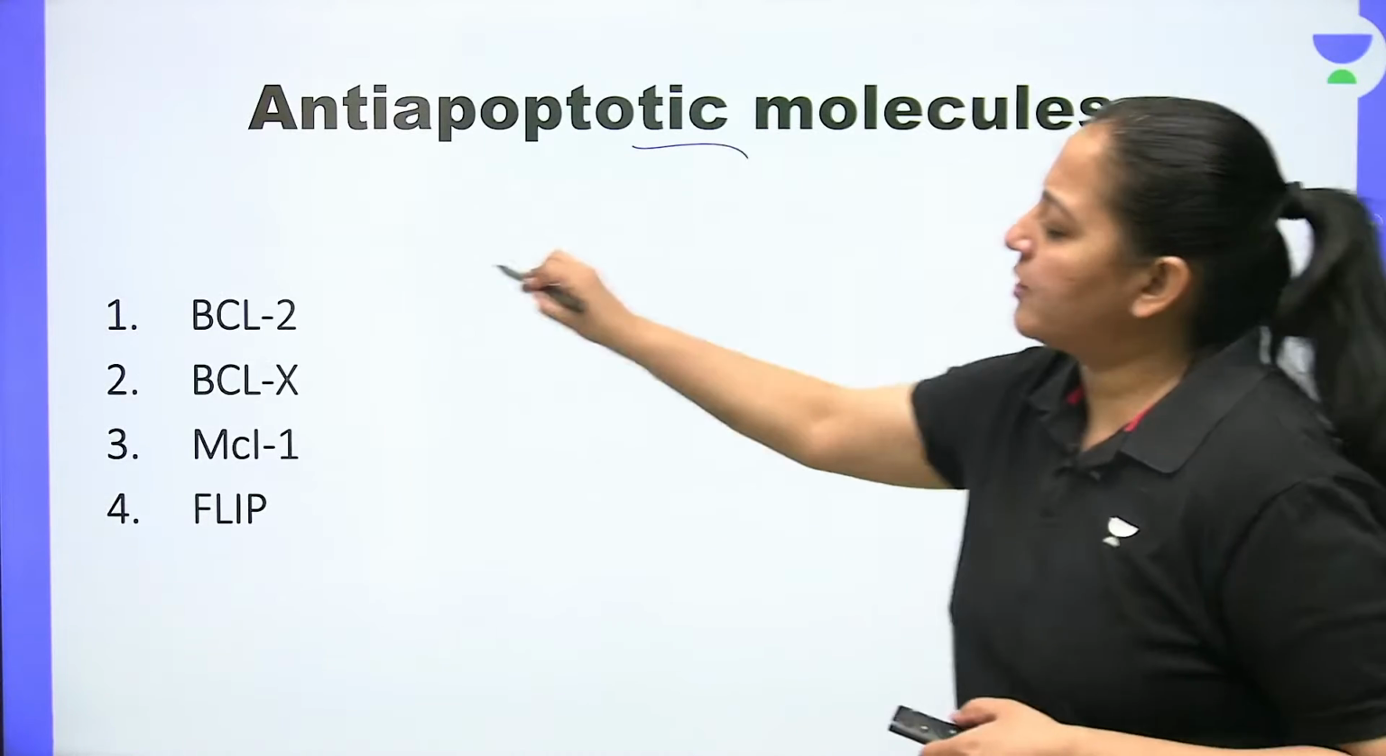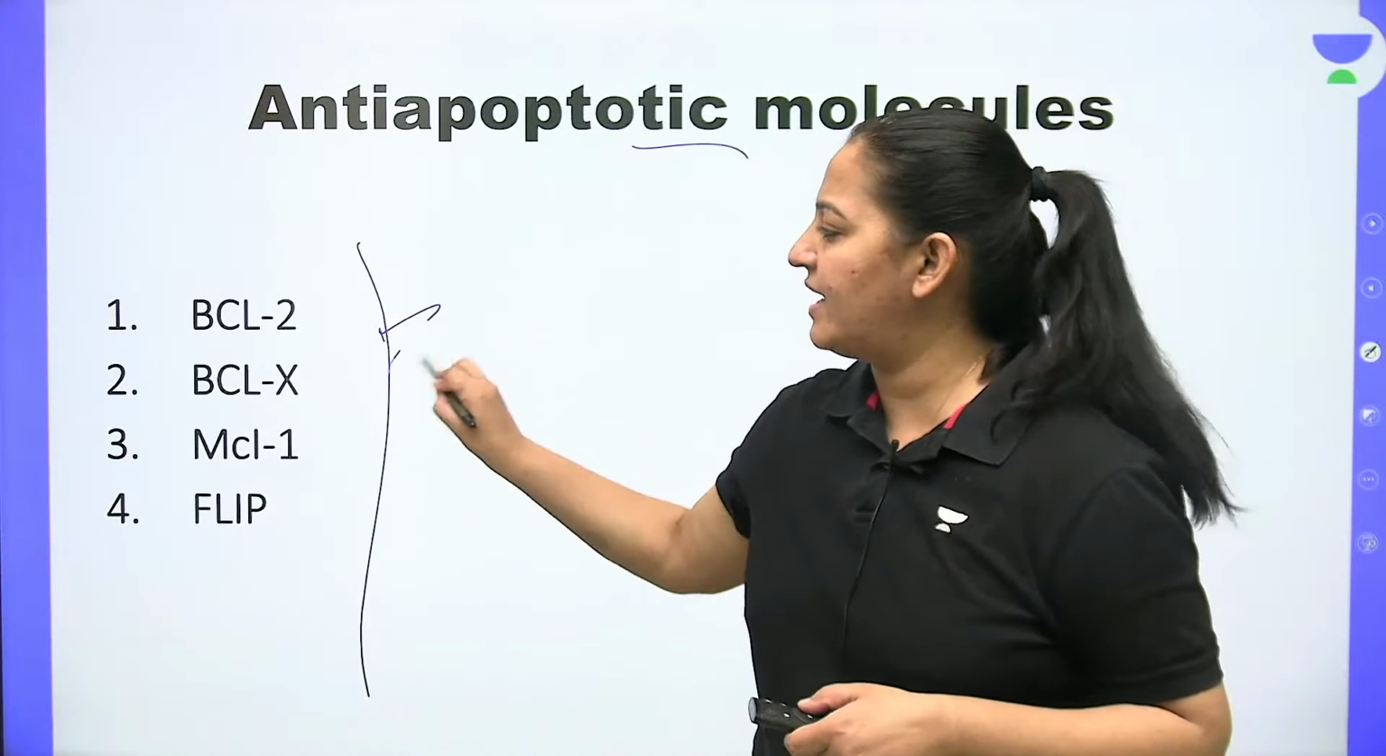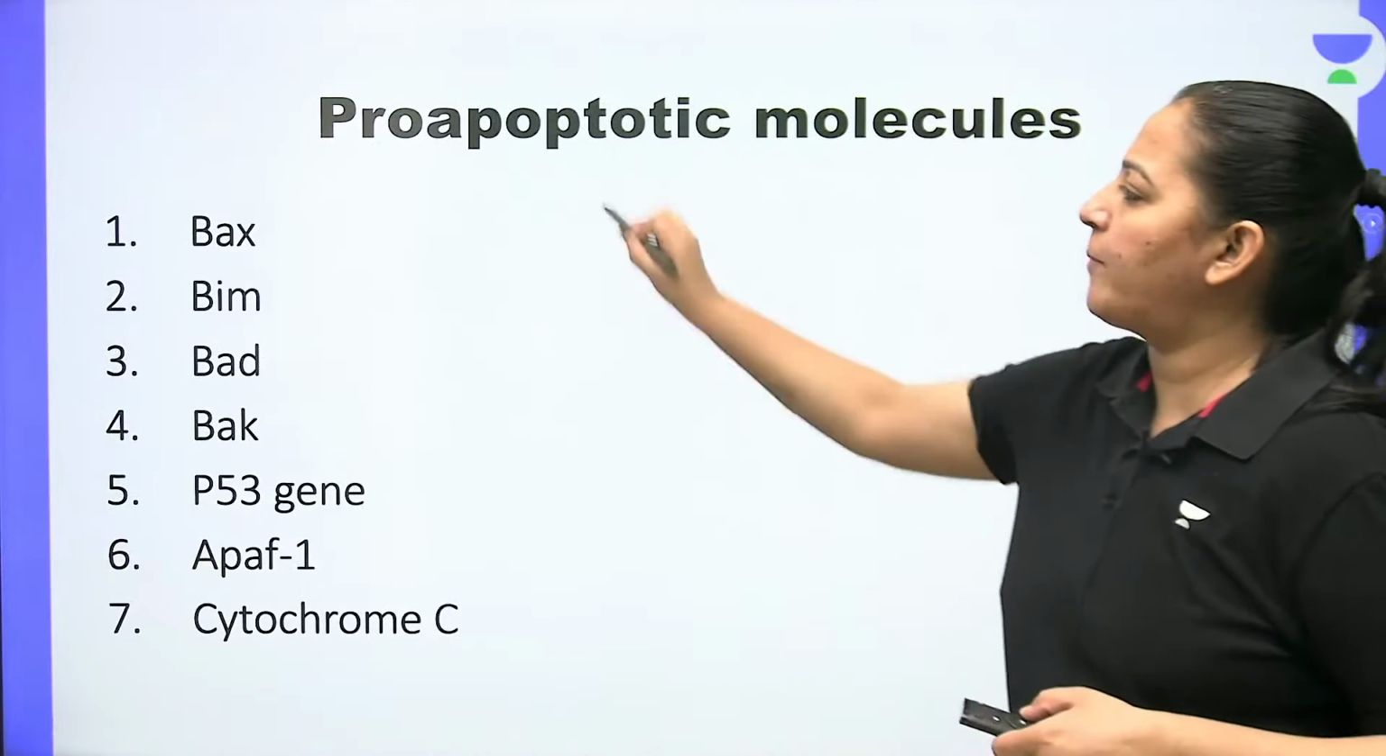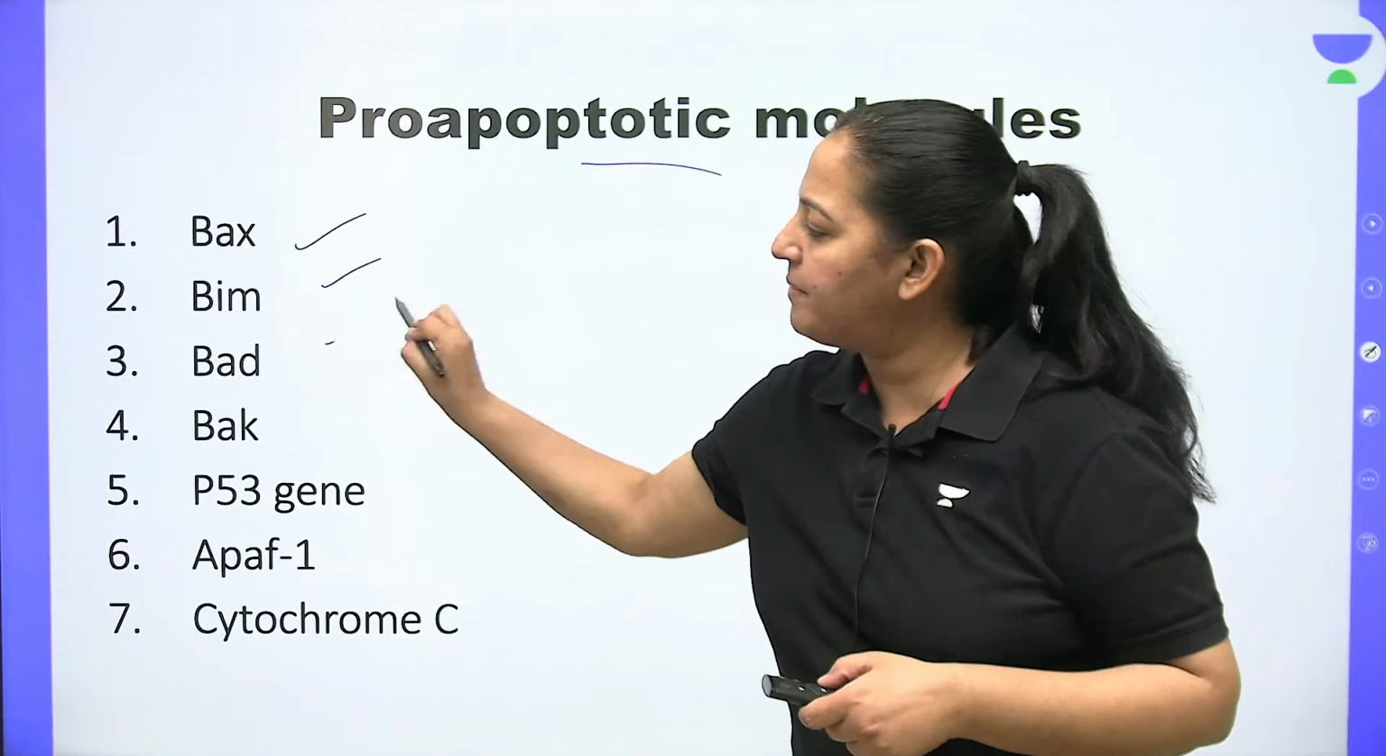So anti-apoptotic proteins are these: BCL2, BCLX, MCL1, FLIP, and pro-apoptotic proteins are BAX, BAD, BIM, BAK.